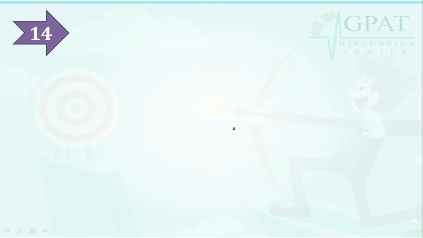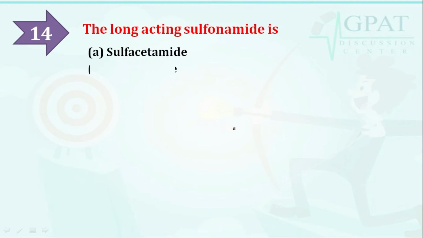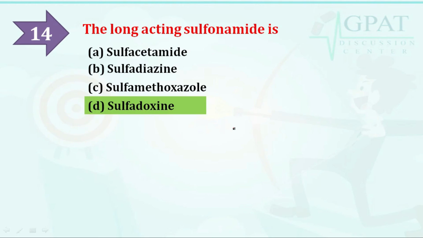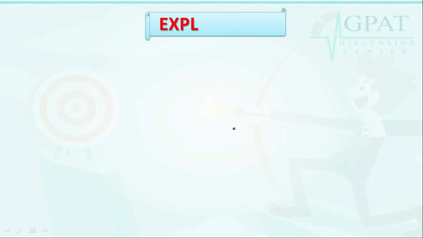Now the next question: the long acting sulfonamide is, and option A is sulfacetamide, option B is sulfadiazine, option C is sulfamethoxazole, option D is sulfadoxine. So which is the long acting sulfonamide? The correct answer is sulfadoxine. Let's discuss with the help of the explanation.